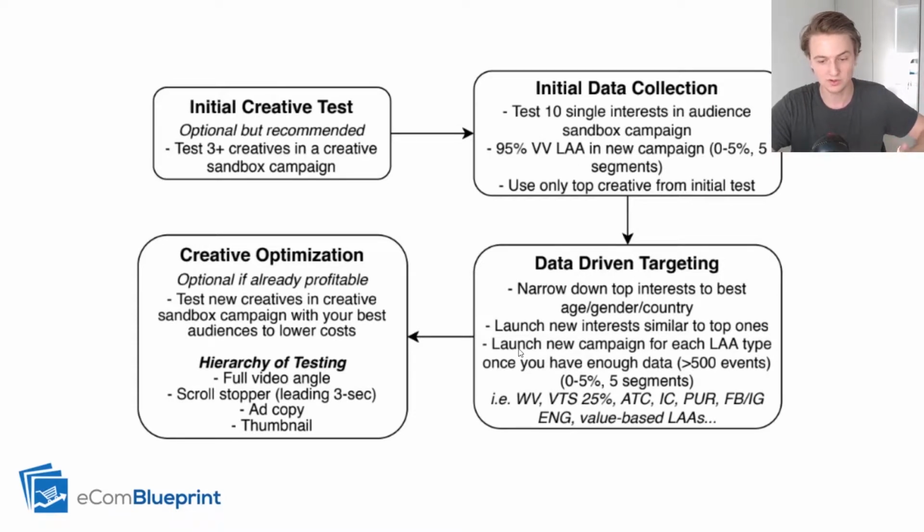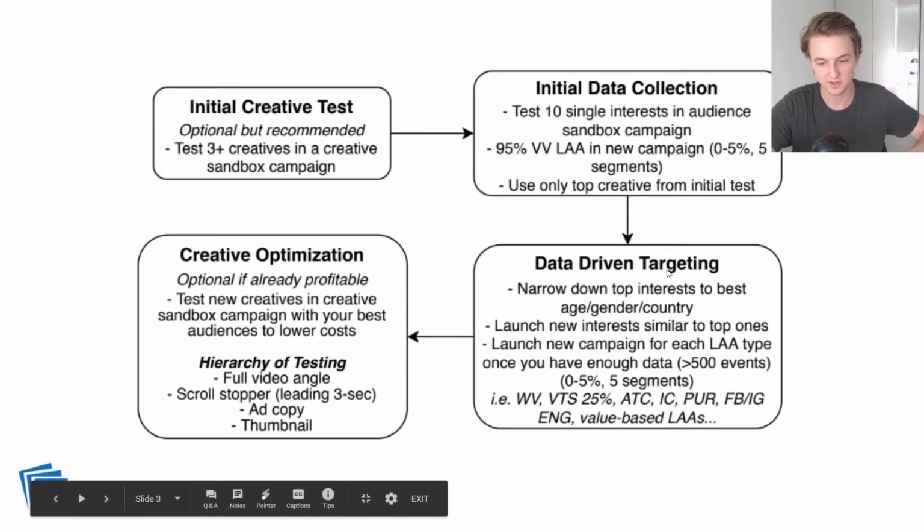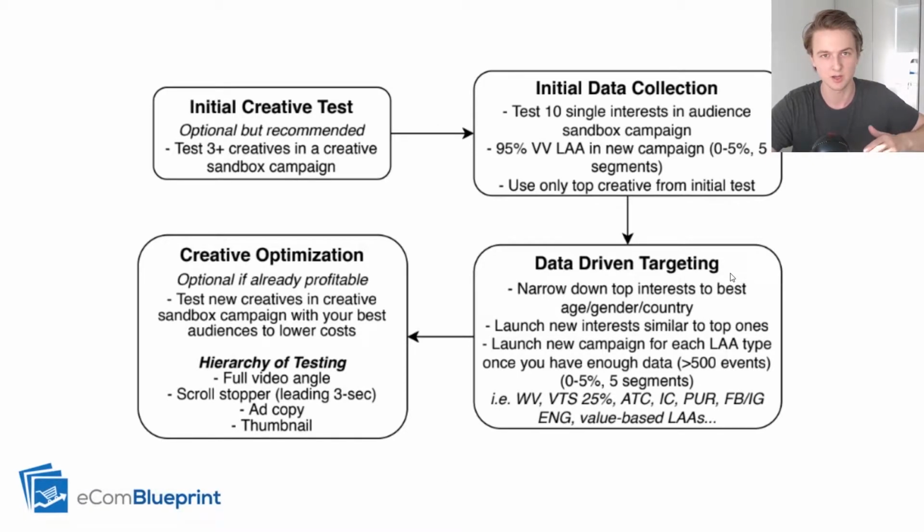And then you also want to launch new lookalike audiences, and you want to launch a new campaign for each lookalike audience type once you have enough data. I wrote here, over 500 events is what I'd recommend. So for example, if you want to make an add to cart lookalike, I'd recommend waiting until you have 500 add to carts. Once you reach that, you can launch a new campaign for add to cart lookalikes. And you want to do this for each lookalike type once you have enough data. This is the data-driven targeting phase. This is when the results start really picking up, and you should be at least at break even ideally in this phase.